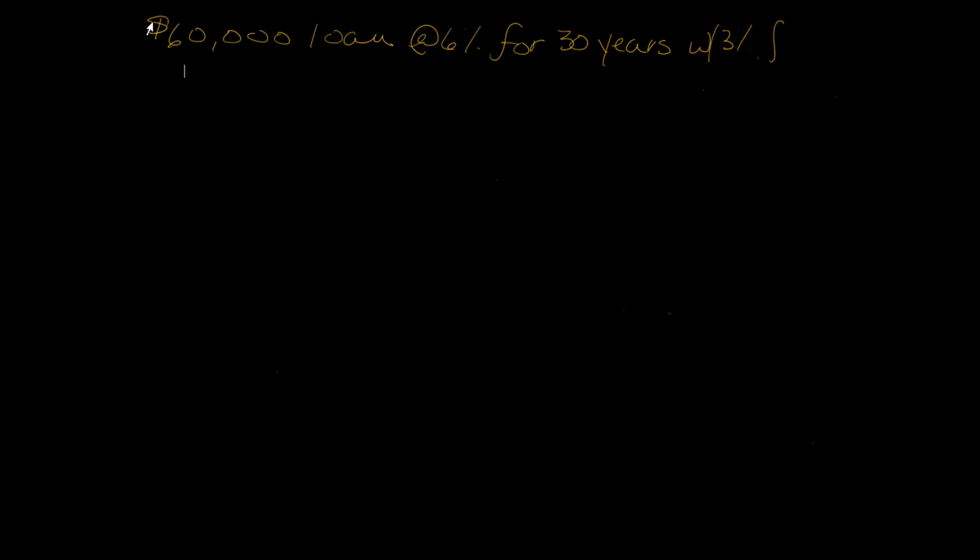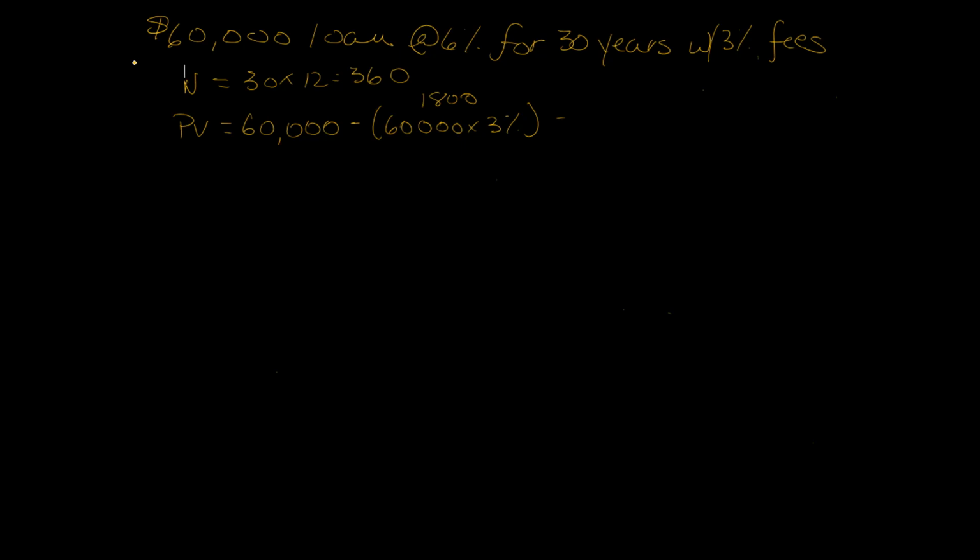In order to calculate the effective interest rate on the loan after factoring in these fees, our N will still be 360, but now our present value is going to change. Instead of 60,000, we're actually going to subtract off the fees. So it's going to be 60,000 minus 3% of 60,000, which is 1,800. So our present value is 60,000 minus 1,800, or 58,200.